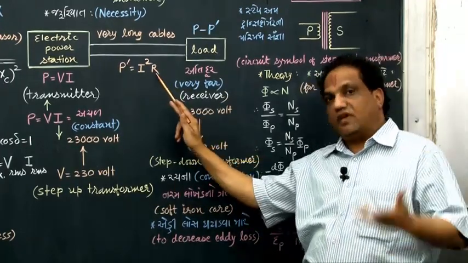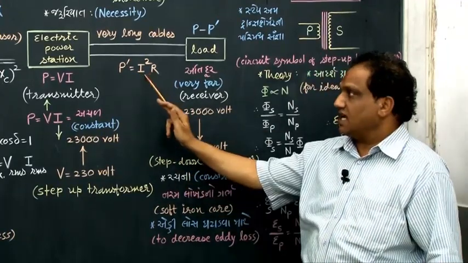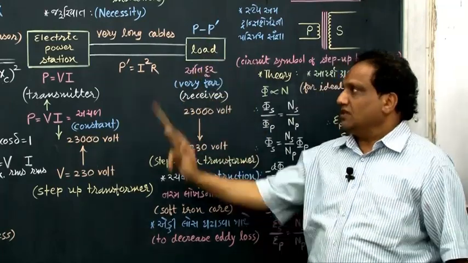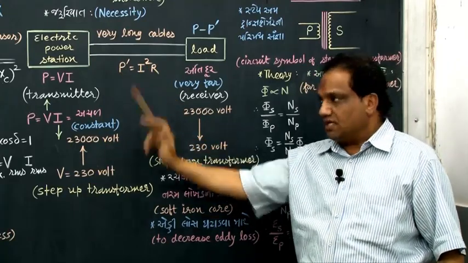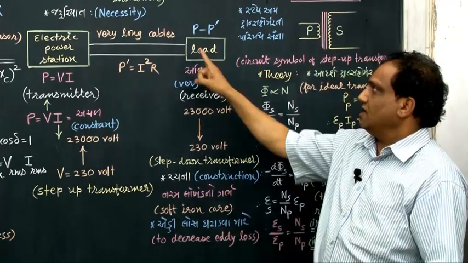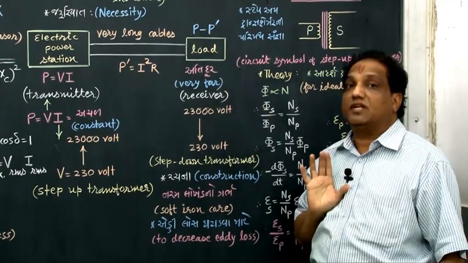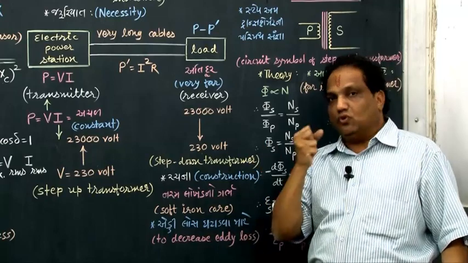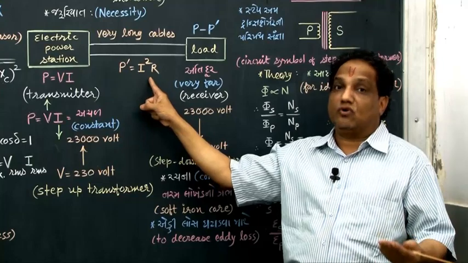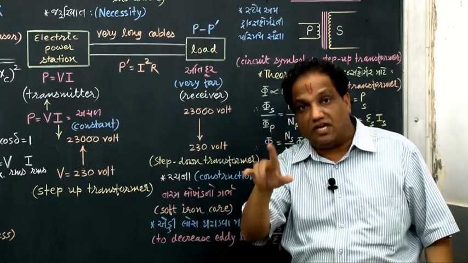And if resistance is very large, then power wasted in the form of heat, that is I square R, which is called Joule heating, will also be very large. That wasted power I have shown by symbol P dash. Generated power is P, wasted power is P dash. So here net power available at the receiver end will be P minus P dash. Fine. What we should do? If this wasted power is more, then ultimately it gives you a lot of loss of energy. So what we should do? We should try to minimize that heat loss.